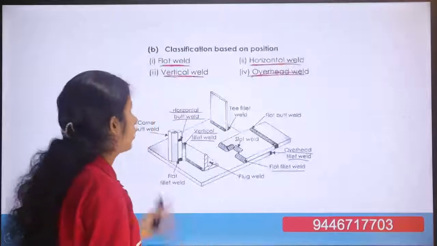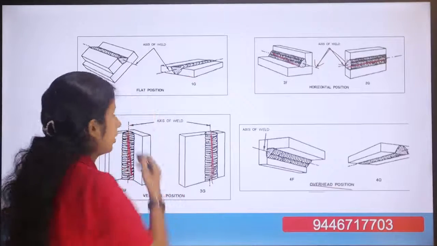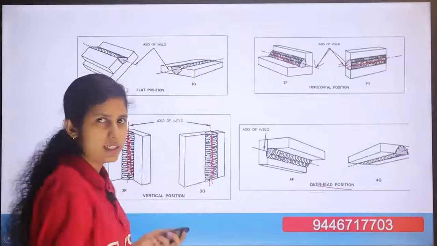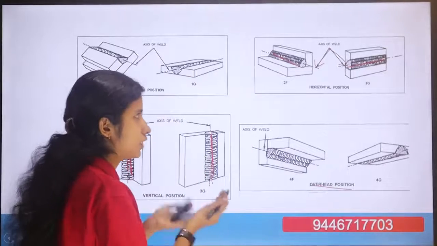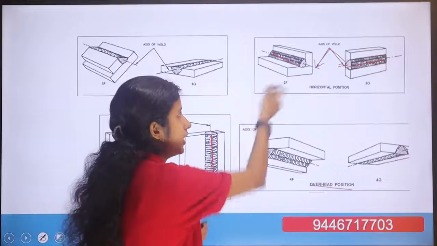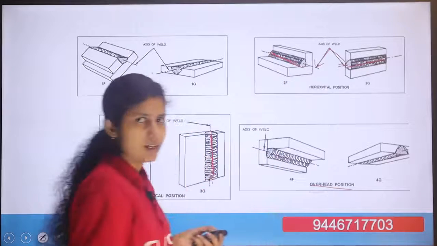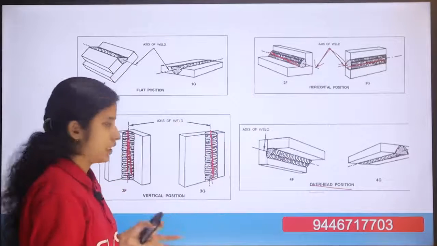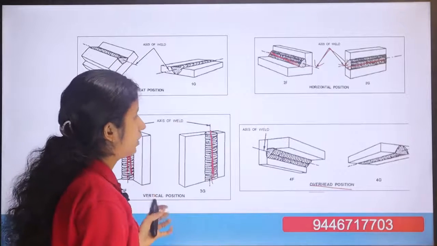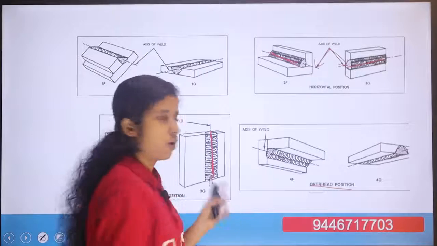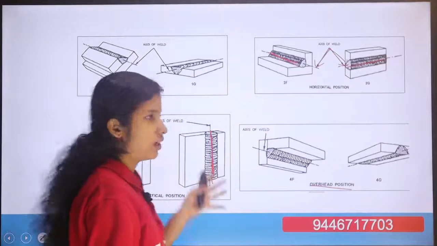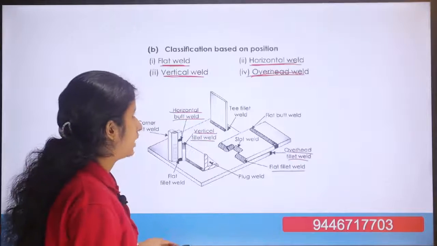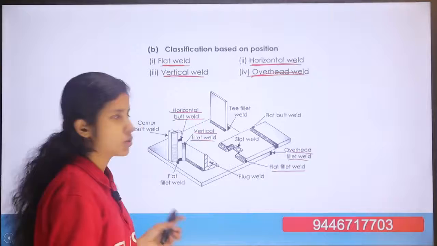So flat weld is when the welding is provided in a flat position. If the welding is provided in a horizontal position, it is known as horizontal weld. If the welding is applied in a vertical direction, it is known as vertical weld. And if the position of the welded material is above the welder, that is known as overhead weld. These are the various classifications based on the position.